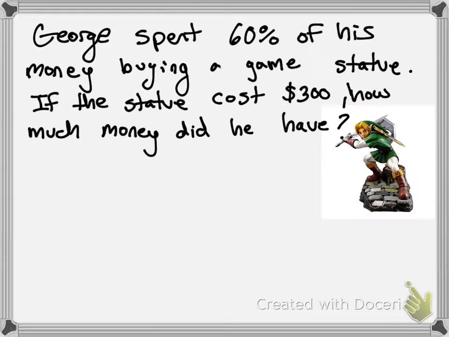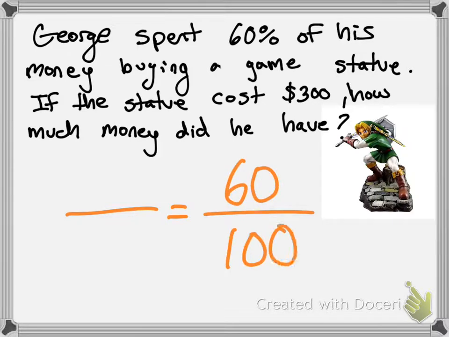George spent 60% of his money buying a game statue. If the statue cost $300, how much money did he have? So again, this is going to be a part over whole. We know already the percent, 60 over 100. I just need to figure out my last number, 300. Is that the part or is that the whole? Think about that. Ella? It's the whole. 300, she says that's the whole.